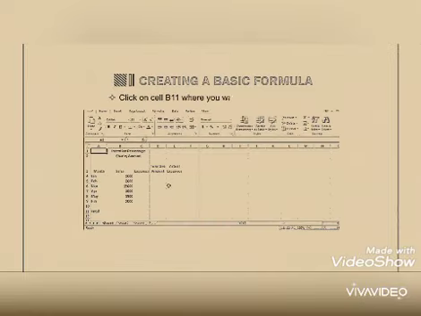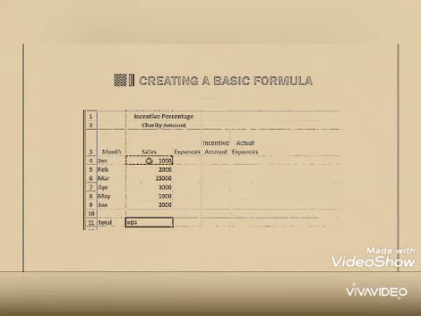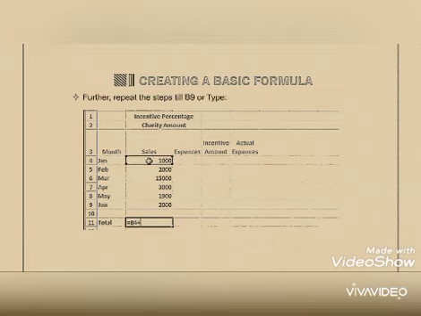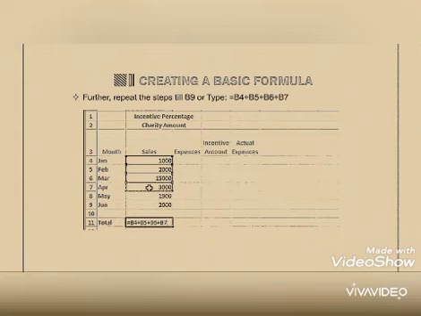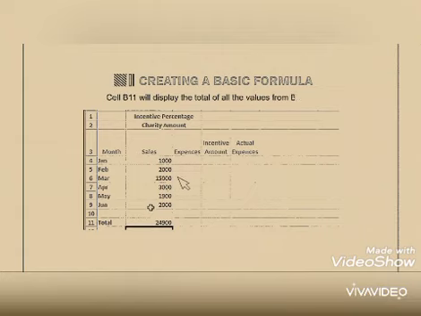Follow the steps. Click on cell B11 where you want to display the total. Type the equal to sign. Click on cell B4. Its address will appear in cell B11. Type the plus sign after that. Further, repeat the steps till B9 or type equal to B4 plus B5 plus B6, B7, B8 plus B9 in B11. Press the Enter key. Cell B11 will display the total of all values from B4 to B9.